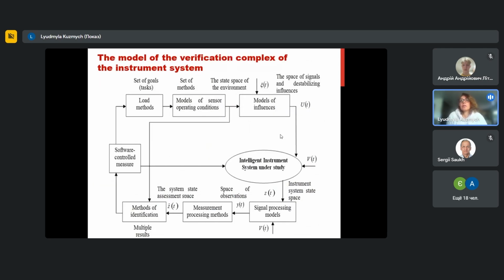In the figure on the slide, the model of the verification complex of the instrument system is presented, and in the case of automated verification of measuring devices, the method of calibrated signals is most often used. The highest level of automation of verification using calibrators is achieved when using a software-controlled measure. As shown in the figure, the signal from a personal computer-controlled measure is applied to the measuring instrument.